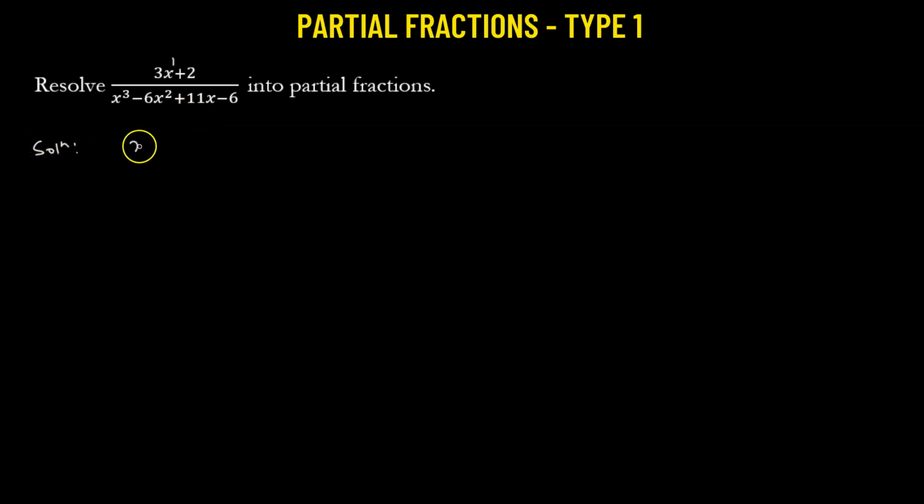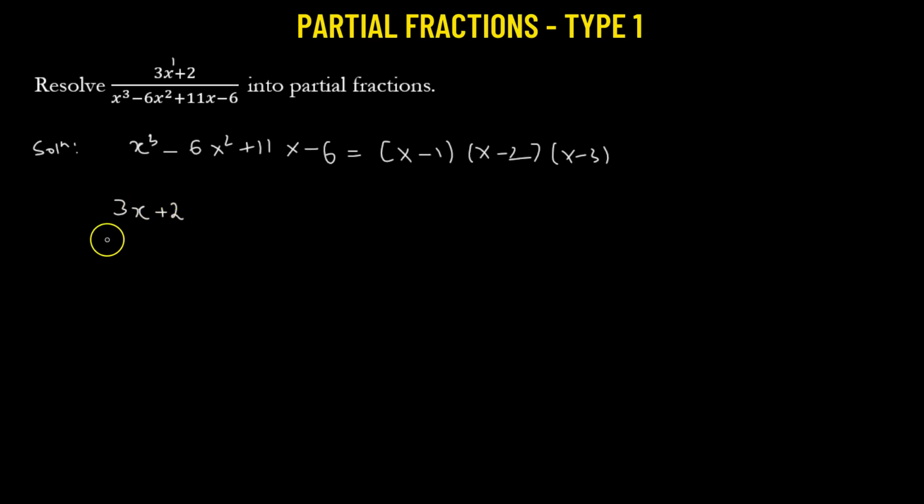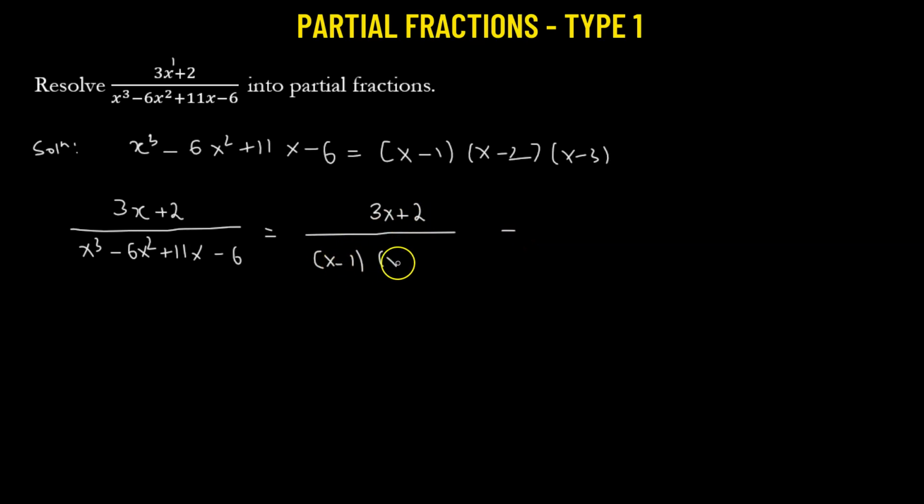Here, our denominator is a cubic polynomial. We have x cubed minus 6x squared plus 11x minus 6. And we use some standard methods. Then this factorizes as the product of x minus 1, x minus 2, and x minus 3. That means our given rational fraction, 3x plus 2 divided by x cubed minus 6x squared plus 11x minus 6, can also be expressed as 3x plus 2, the numerator remaining unchanged, divided by x minus 1 times x minus 2 multiplied by x minus 3.